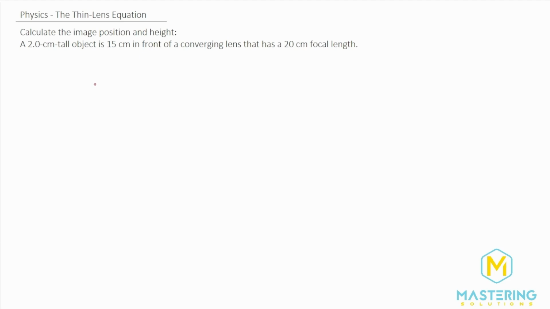In this one, we're just going to do the math calculations, and we'll use the thin lens equation to first calculate the position. So we know that 1 over f is equal to the power of a lens, and that's also equal to 1 over the image distance plus 1 over the object distance. We're trying to solve for this, so if we minus 1 over s, that will give us 1 over the image distance is equal to 1 over the focal length.